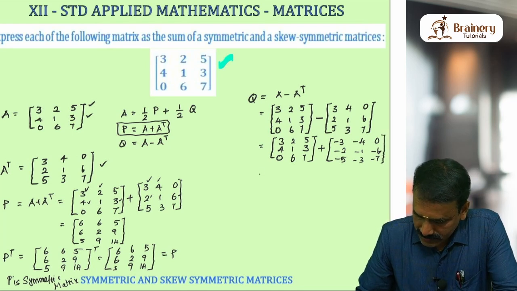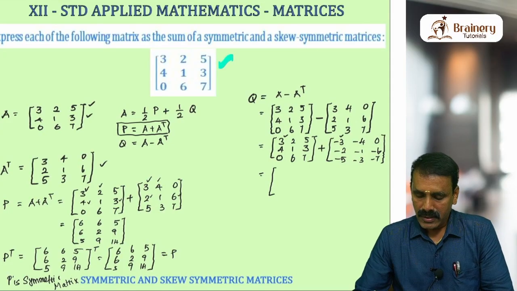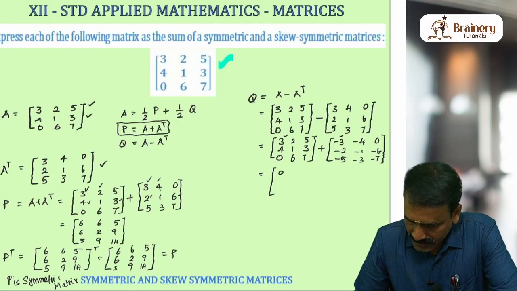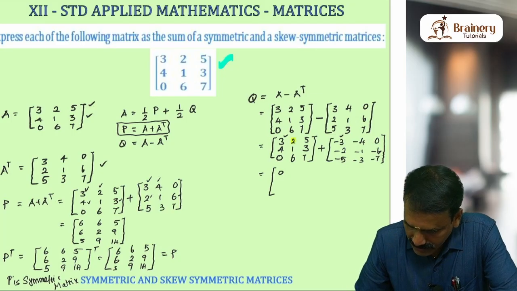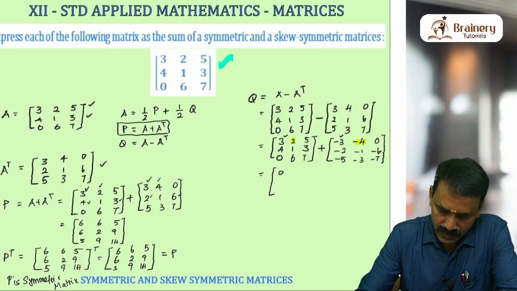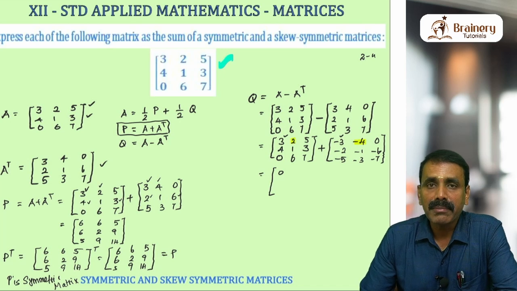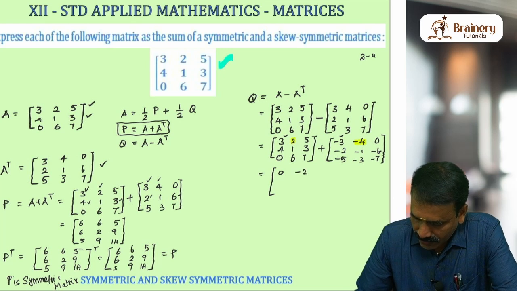So I am going to add. So I add first row first column with first row first column. So 3 added with minus 3. What you are going to get? 0. 2 minus 4. Second element added with the second element. So 2 minus 4. Different symbols, so we have to subtract. So when you subtract, your answer is going to be minus 2. 5 plus 0. So it is going to be 5.